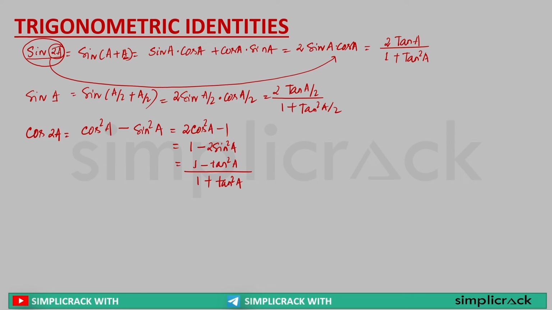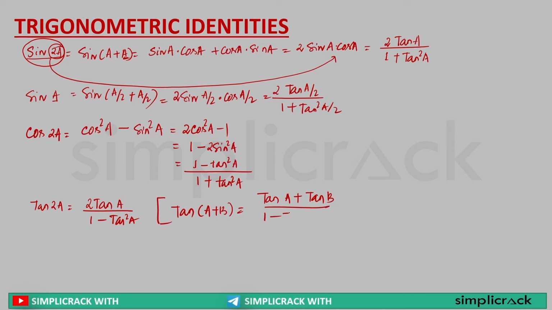Before I start with the small ones, let's understand what is tan 2a. So tan 2a is equal to 2 tan a divided by 1 minus tan square a. Now remember this, the tan A plus B formula is equal to tan A plus tan B divided by 1 minus tan A into tan B. Okay. And what is the formula for cot 2a? Sir, the cot 2a formula will be the reverse of this.